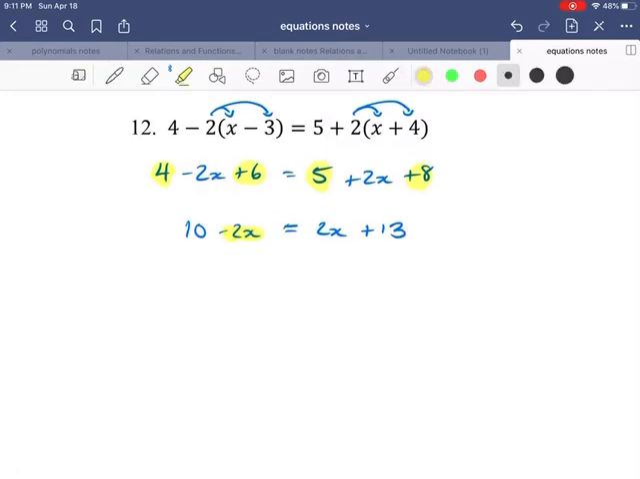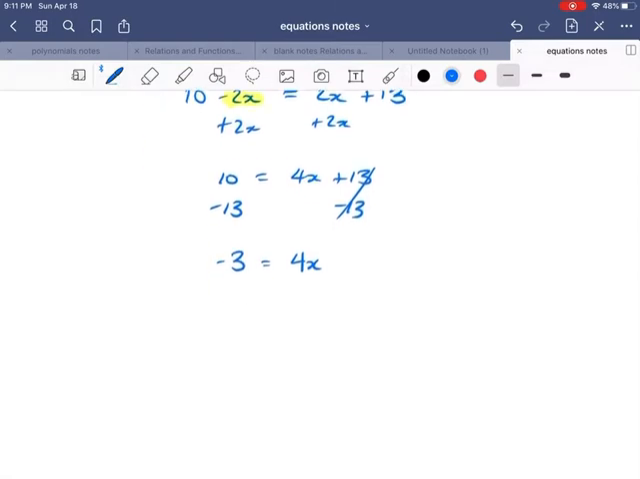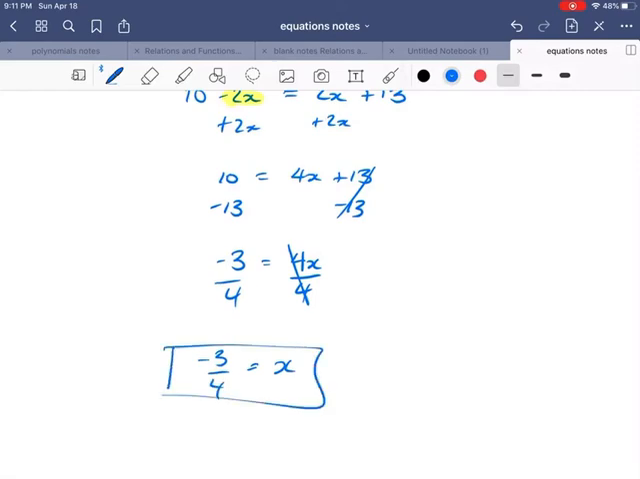Now, negative 2x is less than 2x. So let's add 2x to make a zero pair there. So 10 is equaling 4x plus 13. And then if we subtract 13, 4x equals negative 3. Divide by 4, divide by 4. You can't simplify any farther, so x is going to equal negative 3 over 4.